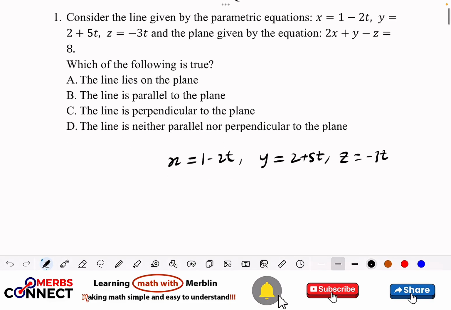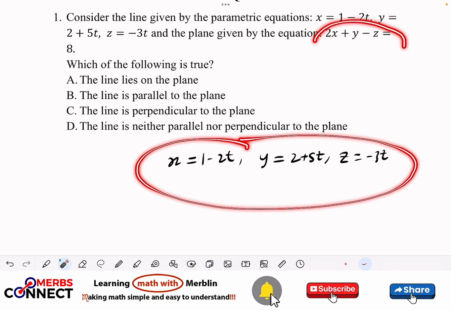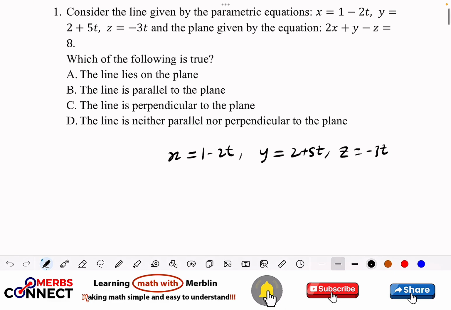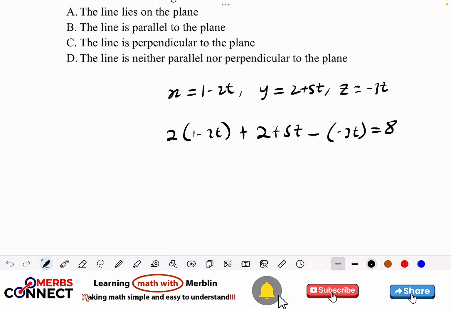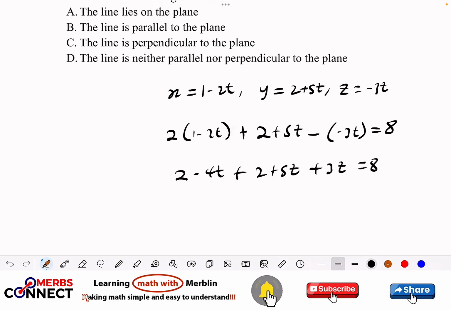What we are going to do is substitute this into the plane and then solve for t. So I'm going to have 1 minus 2t plus y, now y is 2 plus 5t, minus z, where z is minus 3t, and this is equal to 8. So this is going to give us 2 minus 4t plus 2 plus 5t plus 3t is equal to 8. So we have t here, t here, t here, which gives us 4t plus 4 is equal to 8.